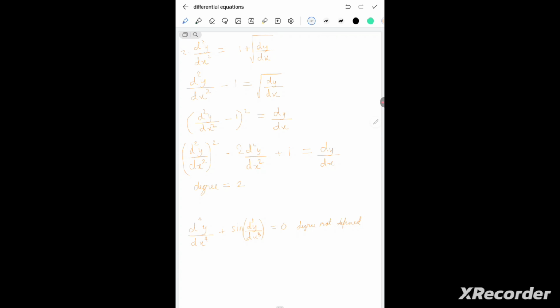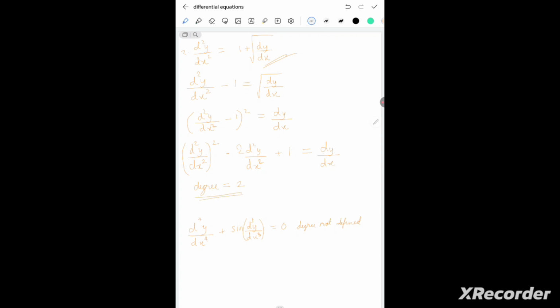So what is the highest derivative here? D square y by dx square. What is its power? Its power is 2. So the degree of this differential equation, d square y by dx square is equal to 1 plus square root of dy by dx, is equal to 2.